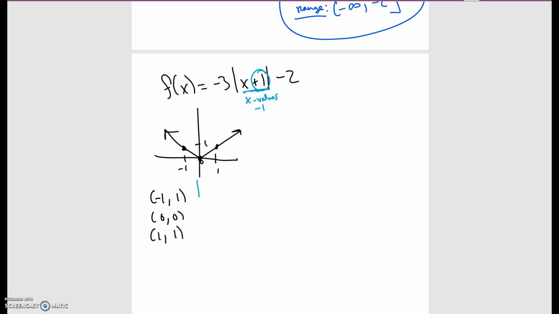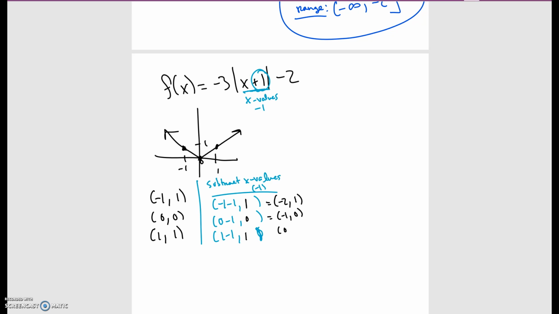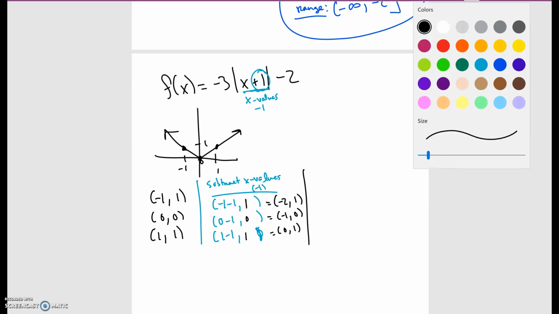So that's the first thing. The thing in blue, I'm going to subtract x values by 1. So every x value, I'm going to subtract by 1. So I'm going to have -1 minus 1, then 0 minus 1, and then 1 minus 1. All right, so now my y values are going to be all the same. This is going to give me -2, 1. This is going to give me -1, 0. It's going to give me 0, 1. Okay, so these are my new values. That's what happened with the blue: I subtract everything by 1.